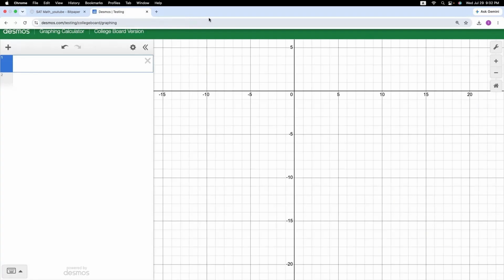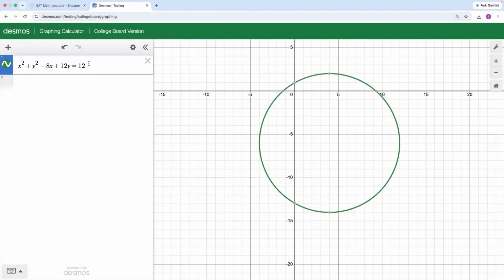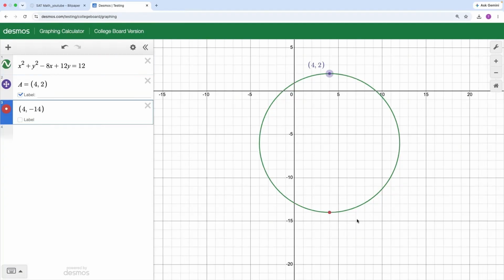Now let's see how Desmos can help us find the center and radius of the original circle without completing the square. Enter the original equation. Desmos graphs the circle automatically. To find the center, we can use the highest and the lowest point of the circle. Click on the highest point of the circle. Desmos shows that the highest point is (4, 2). Let's call this point A. Now click on the lowest point of the circle. Desmos shows that the lowest point is (4, −14). Let's call this point B.